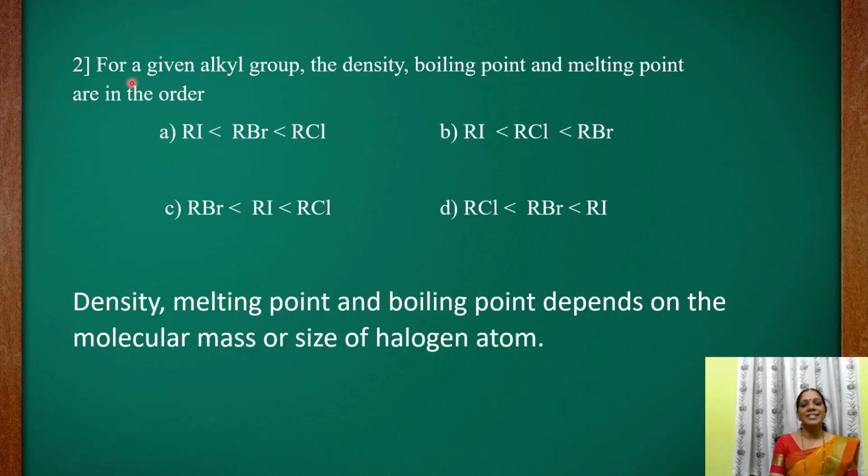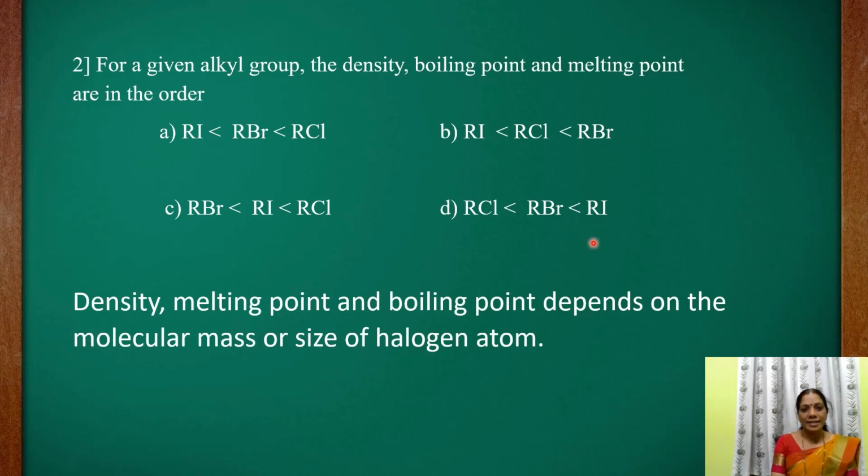The given question is, for a given alkyl group, the density, boiling point and melting point are in the order: option A, alkyl iodide lesser than alkyl bromide lesser than chloride. Option B, alkyl iodide lesser than alkyl chloride lesser than alkyl bromide. Option C, alkyl bromide lesser than alkyl iodide lesser than alkyl chloride. Option D, alkyl chloride lesser than alkyl bromide lesser than alkyl iodide.